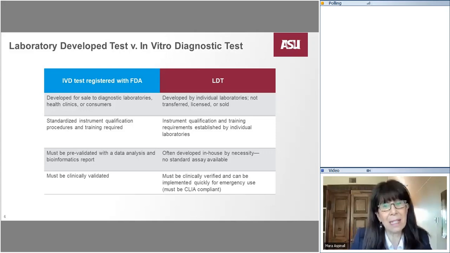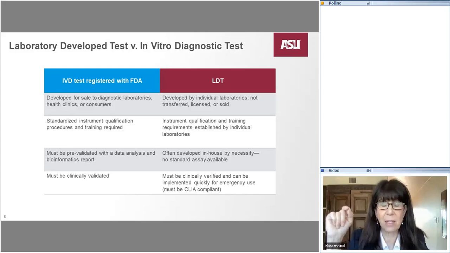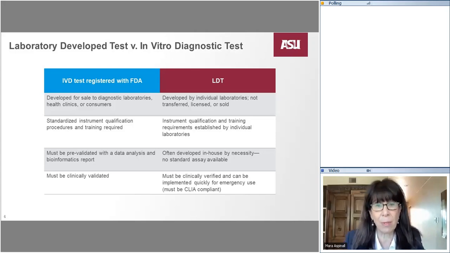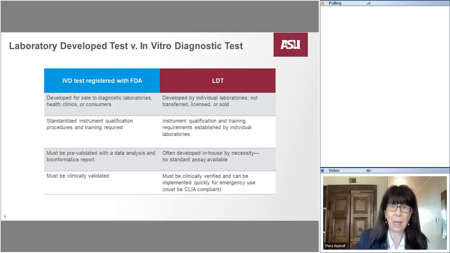So how does that change when we talk about LDTs? Well, here there are some real differences. Number one is LDTs are developed by individual labs and they are not transferred, licensed, or sold. This is a key issue where the FDA and all the regulatory authorities are very aggressive. You can't say, I'm only selling it to one other lab. Sometimes even within the same institution, depending on your licenses, it might be considered a different laboratory. It's critical to understand it's meant to be laboratory developed and stay in that laboratory.